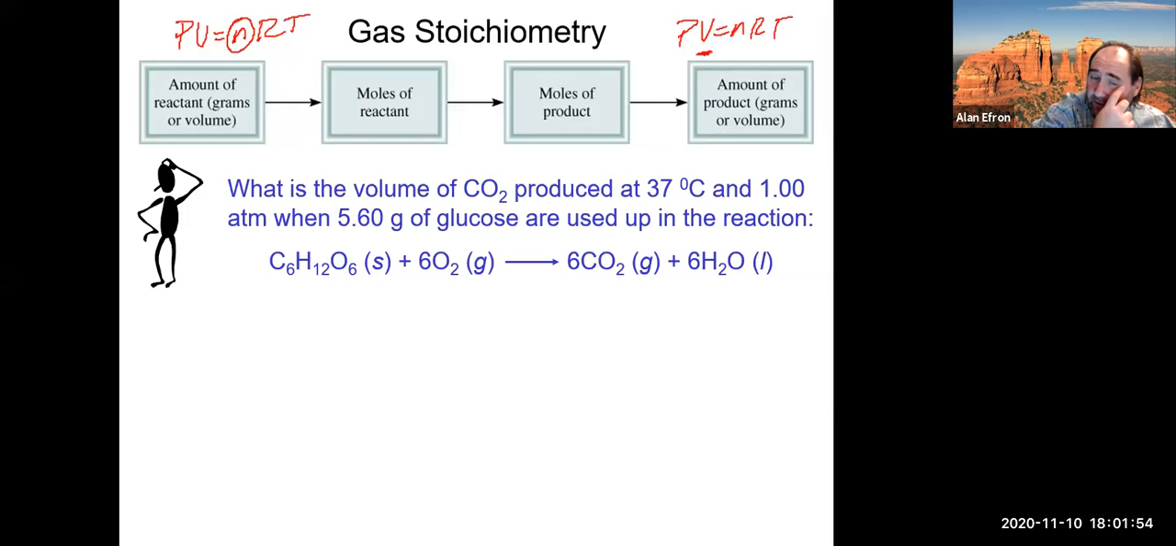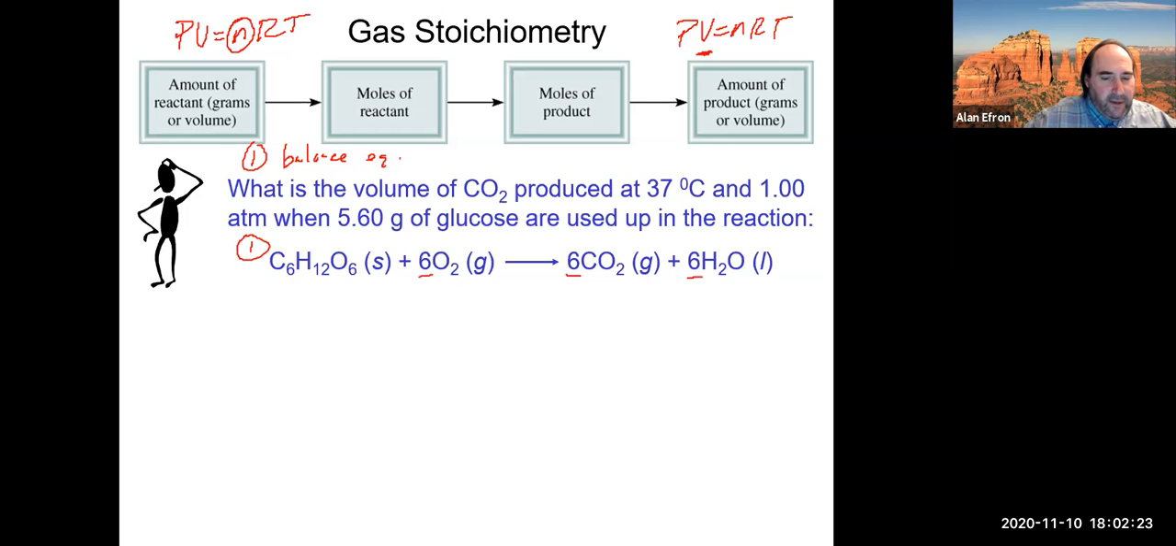What is the volume of CO2 that's produced at 37 degrees Celsius, 1 atmosphere, and 5.6 grams of glucose is used up in this particular reaction? If we were to do these steps, we would follow the same steps that we talked about before. First one is to balance the equation. And it does look like we're in good shape here. I see some coefficients, so I'm going to assume that's balanced, so that's all good.